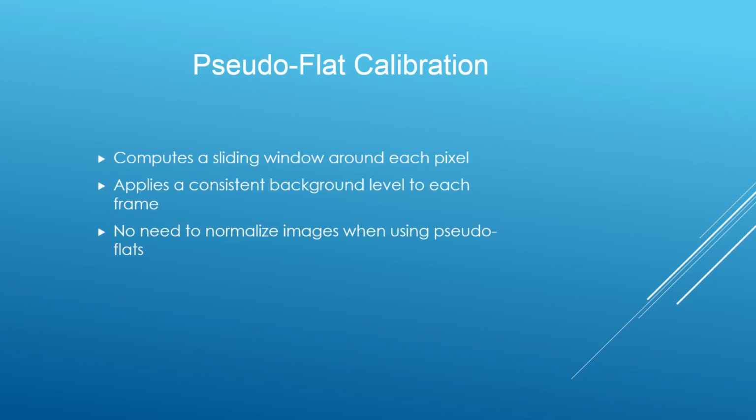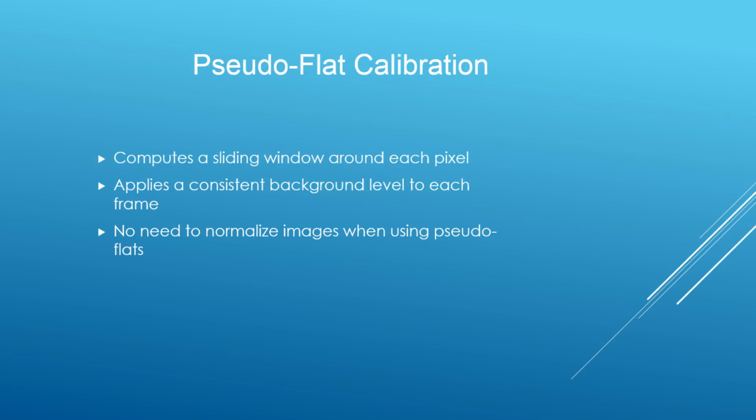As I mentioned, regarding pseudo-flat calibration, in an ideal world you would have a consistent background level from one image to the next, but also within each image. For example, the pixels in the center would have equivalent amplitude to those in the corners. In other words, it would be a flat field. You can achieve this now using a pseudo-flat, which essentially works by computing a sliding window around each pixel.